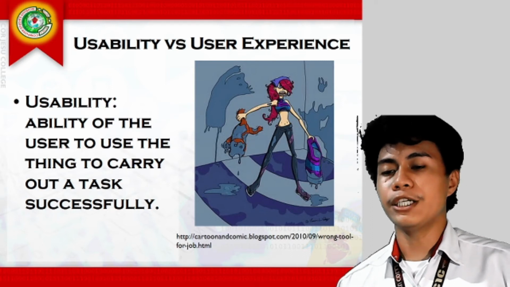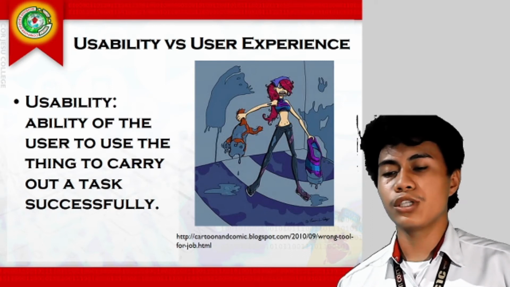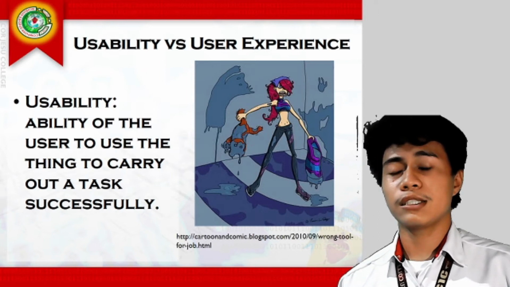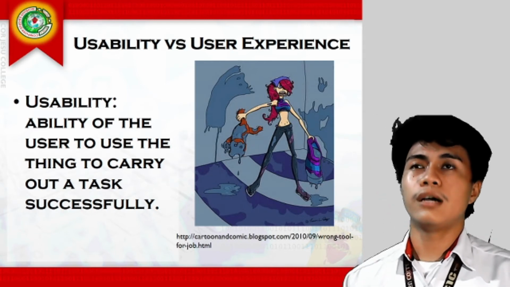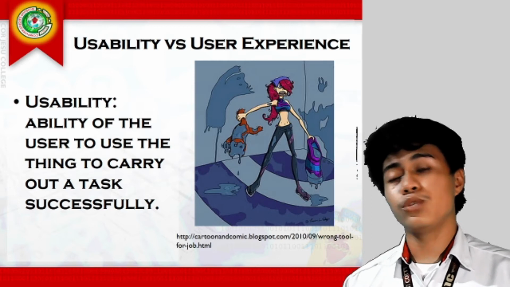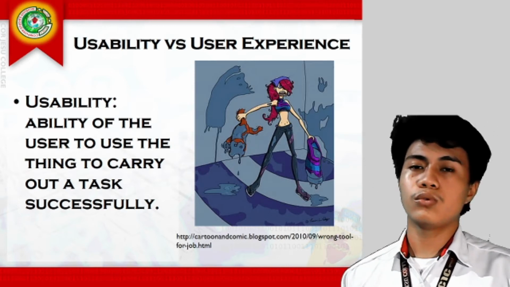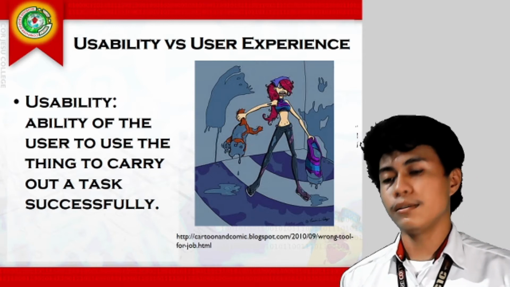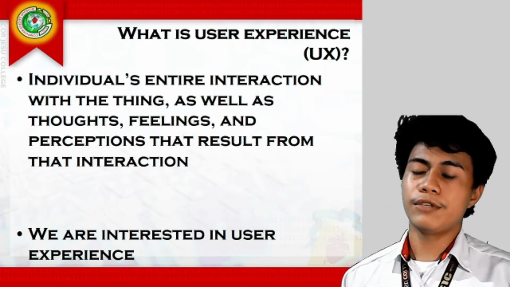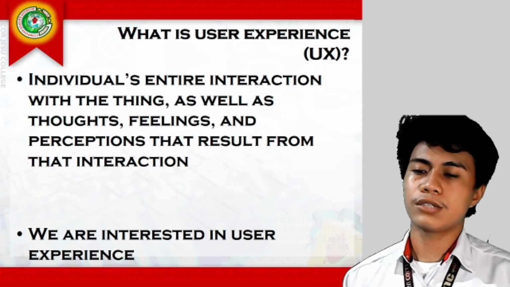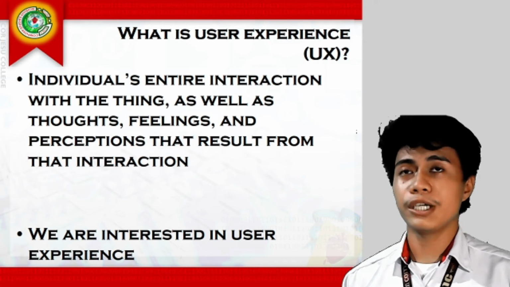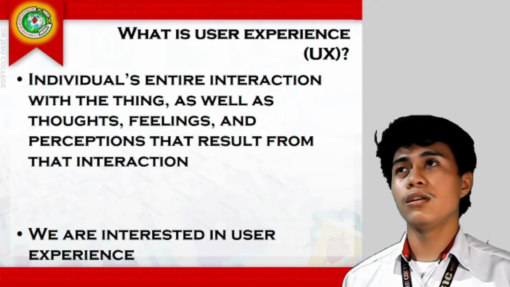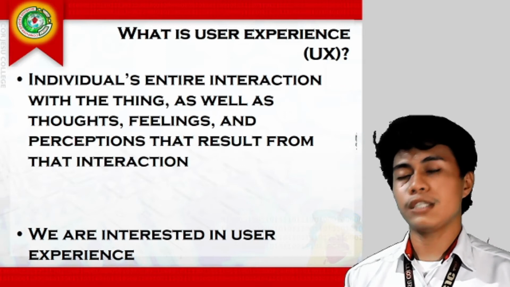Usability versus user experience. Usability: the ability of the user to use the thing to carry out a task successfully. So, meaning your product is doing what it must do, or the product is working well and it is usable and it has the ability to be used, and that is the usability. What is user experience? An individual's entire interaction with a thing, as well as the thoughts, feelings, and perceptions that resulted from that interaction. So user experience is all about interaction with the thing, the whole experience, the whole time you are using it. So that is the user experience.